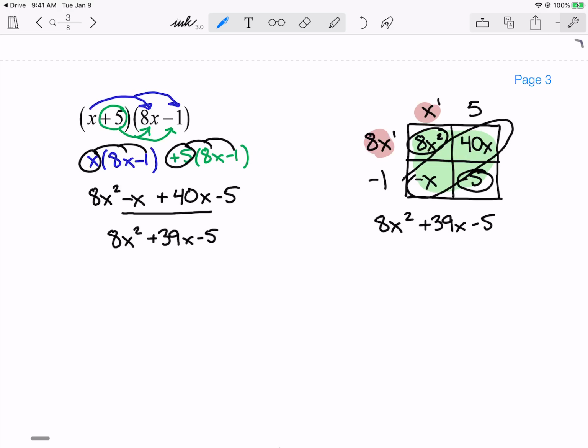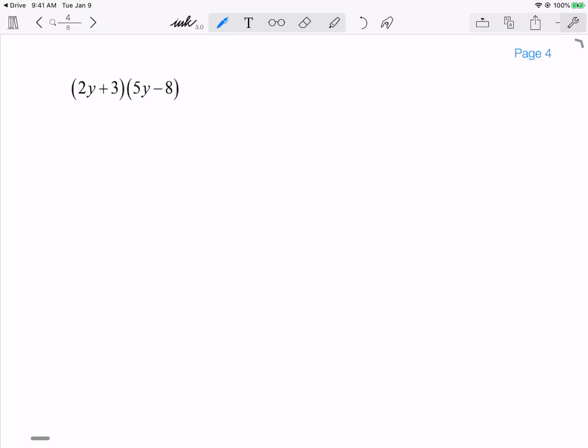So again, I had to distribute the x to both the 8x and the minus 1, and I had to distribute the positive 5 to each of those. And I can get that by doing it by hand on the left or using a table on the right.